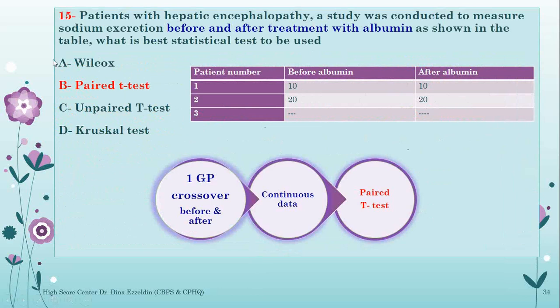What is the test to use? Wilcoxon, paired t-test, unpaired t-test, chi-square test. For continuous data, a t-test. Here, the same group and two measures, so a paired t-test.